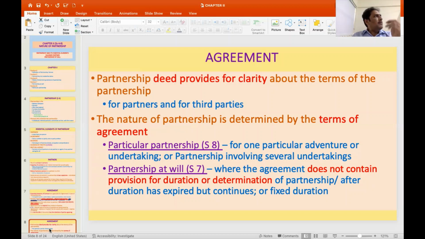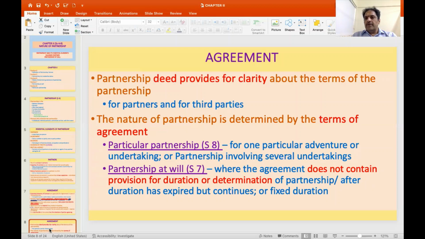It could be a particular partnership where it is intended for a specific undertaking, or you could have a partnership where there are multiple undertakings. So that is also possible. So particular partnership is section 8, which says for one particular venture or undertaking that persons come together.